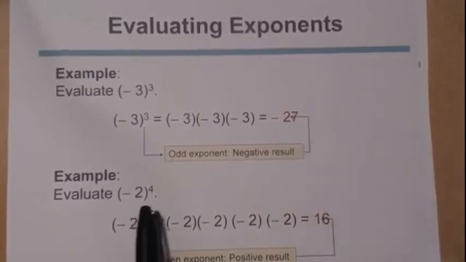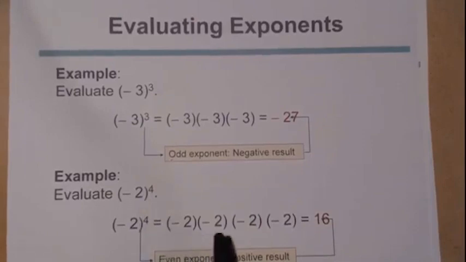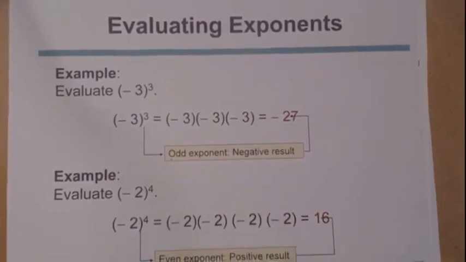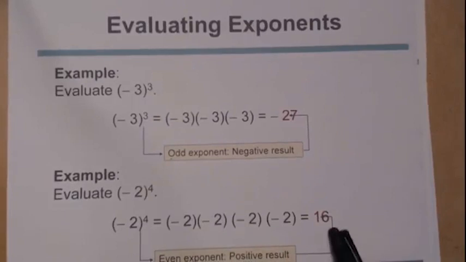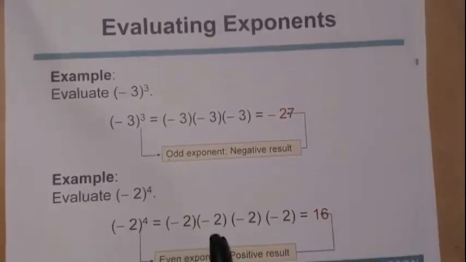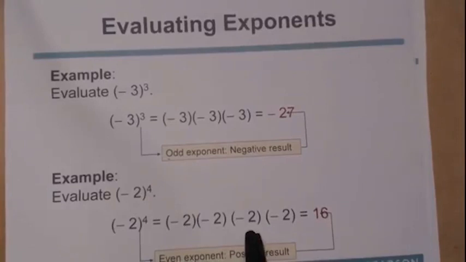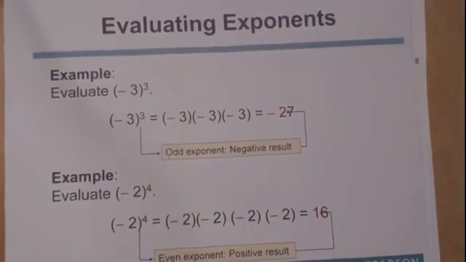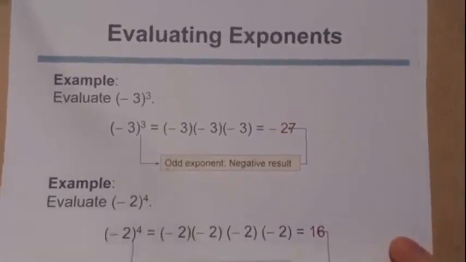By similar logic, an even exponent is going to give us a positive result, because every 2 become positive. Negative 2 times negative 2 is positive 4. Negative 2 times negative 2 is positive 4. Positive 4 times positive 4 is positive 16. Or we can look, negative 2 times negative 2 is positive 4, times negative 2 is negative 8, times negative 2 is positive 16. So odd exponents give negative results, even exponents give positive results.